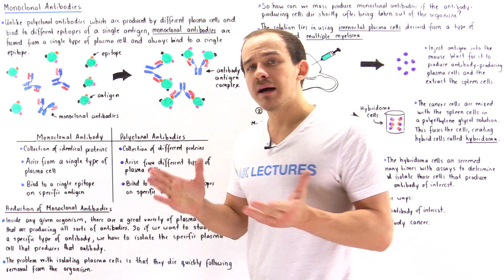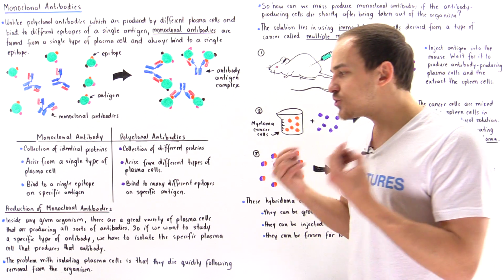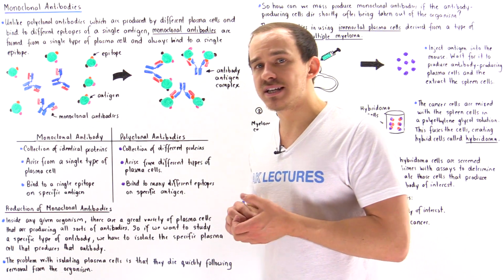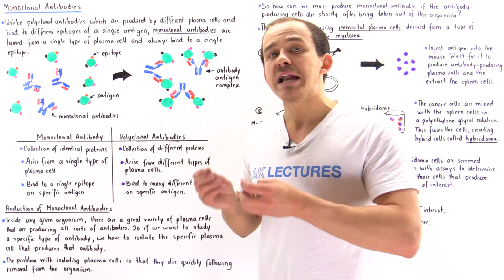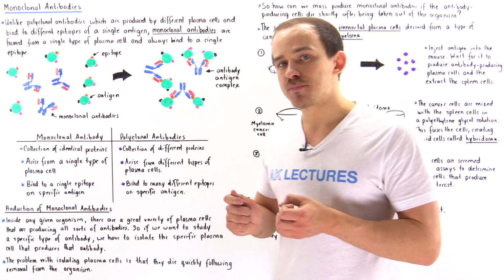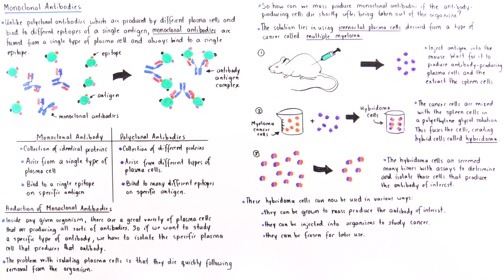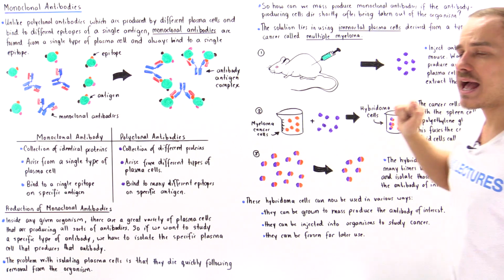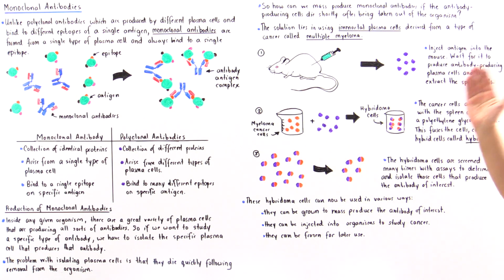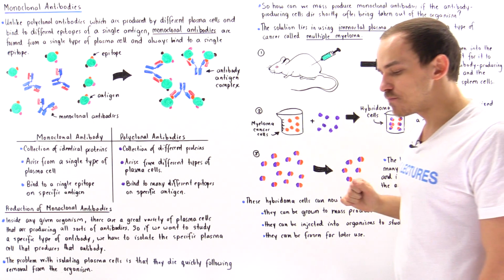Now, the problem with the method is, as soon as we take out that plasma cell from that organism, that plasma cell essentially dies. So the question is, how can we mass produce the monoclonal antibody specific for some antigen if the antibody producing cells, our plasma cells, quickly die as soon as we take them out of that organism?